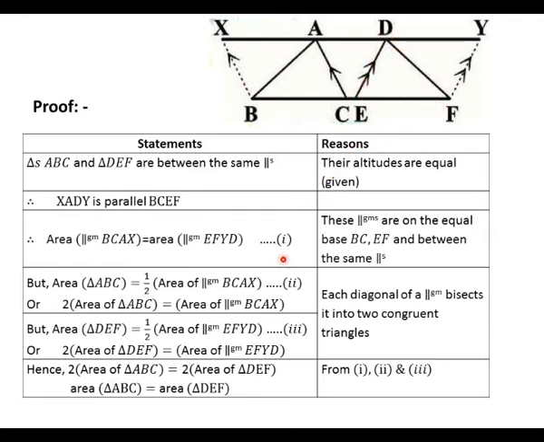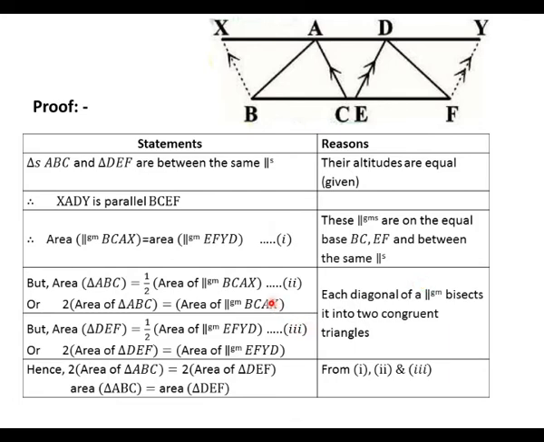So I have written in this equation 3 that area of triangle DEF is equal to half of the area of parallelogram EFYD, and on the same argument, if we shift this 2 to the left side, the equation will become 2 times the area of triangle DEF is equal to area of parallelogram EFYD. What is the reason? I told you that each diagonal of a parallelogram bisects it into two congruent triangles.